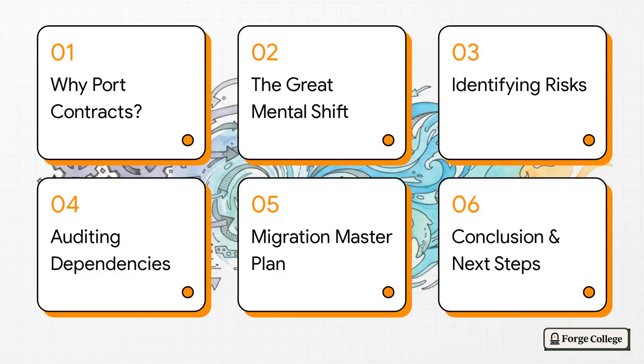All right, here is our architectural blueprint for today. We'll be hitting why port smart contracts, the great mental shift, identifying migration risks, auditing your dependencies, the migration master plan, and finally, our conclusion and next steps.